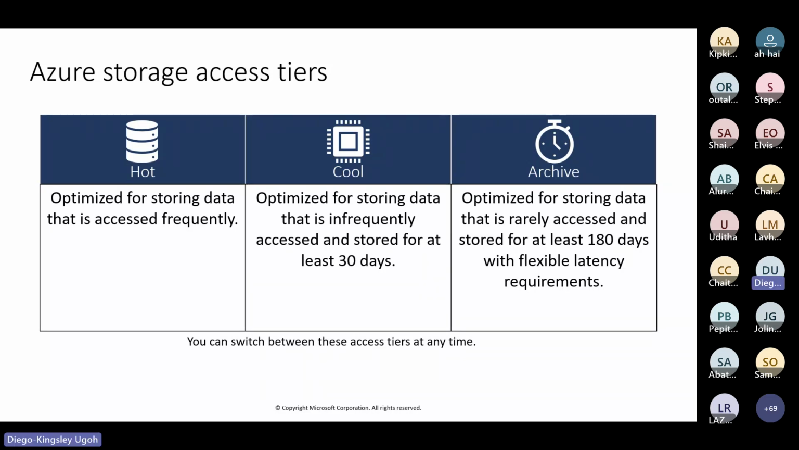Maybe there's some data that you access only once every 30 days, or once every 60 days. You can store that data as a cool access tier. For archive, you can store optimized data that you access maybe once in more than 80 days, once in 6 months. Any data that you access once in 6 months is automatically moved to the archive access tier. The one you access in 30 days is moved to the cool access tier, while the one you access frequently is saved in the hot access tier.